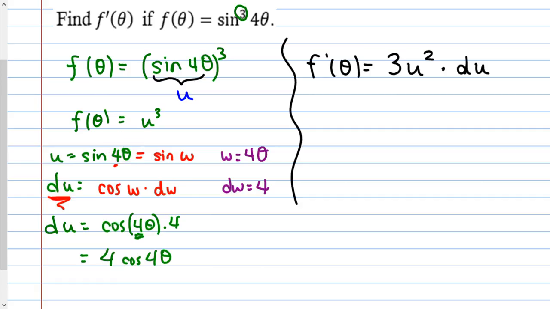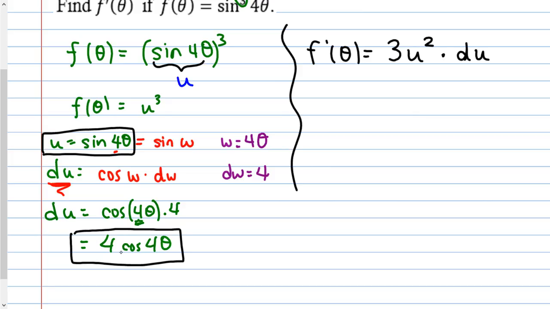Okay, so u is right here, and du, after doing all of the other extra chain rule, is 4 cosine 4 theta. So back to the right side. So I have 3 times u. U is sine 4 theta squared times du, which is 4 cosine 4 theta.